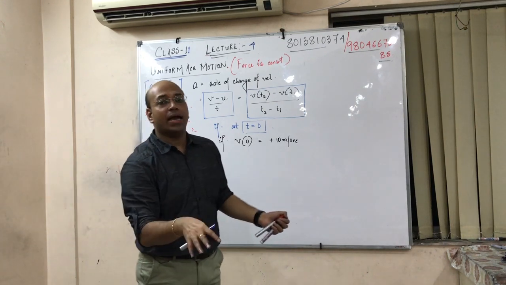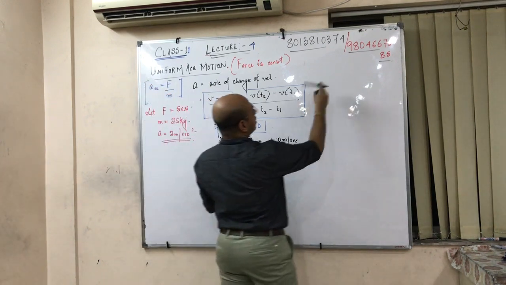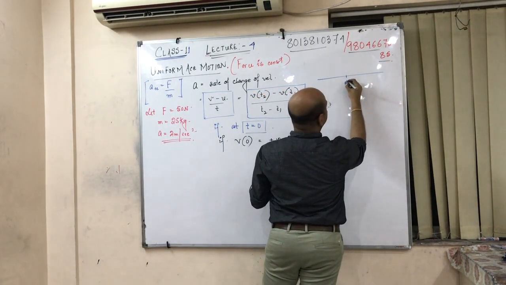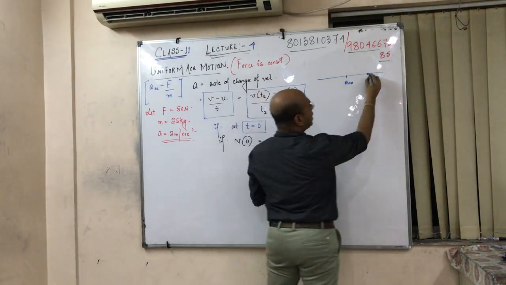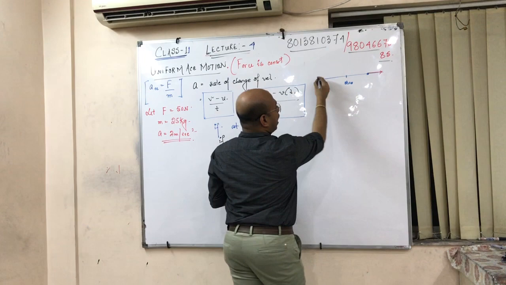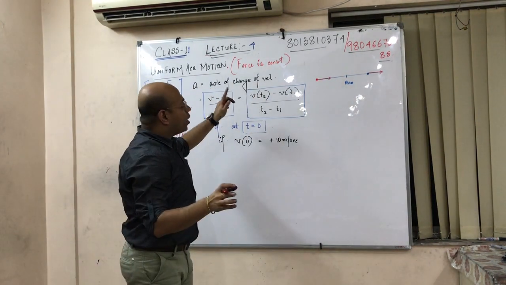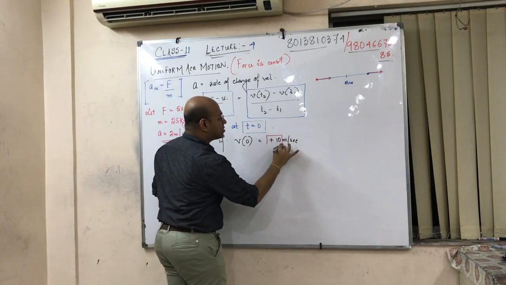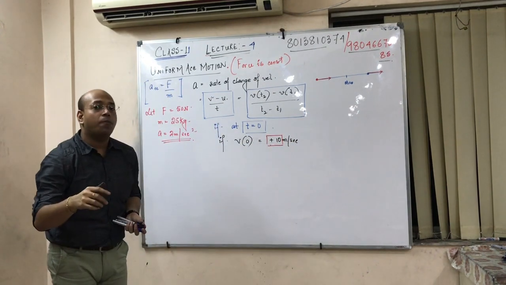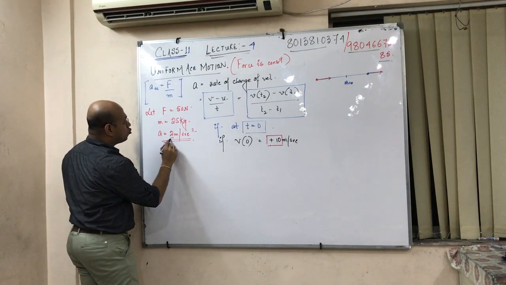But where the body is, we don't know. The body can be anywhere. This means if the observer is here and the body is here, the body could move from here to here. If the body is here, it can move from here to here. So whatever the body can be placed anywhere, but it will be having +10, means it is moving towards the positive direction of the axis. And acceleration 2 meter per second.